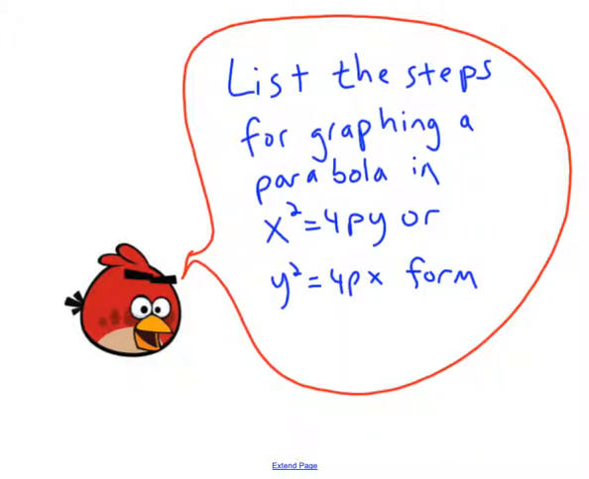This is a question I'd like you to answer before you come in. Look at this question and write this out in your own words, with your work. List the steps for graphing a parabola in x squared equals 4py or y squared equals 4px form. List the steps. Make them ordered steps, number them, make it clear, make it concise. So think of it this way: if you were teaching someone else, how would you explain it to them?